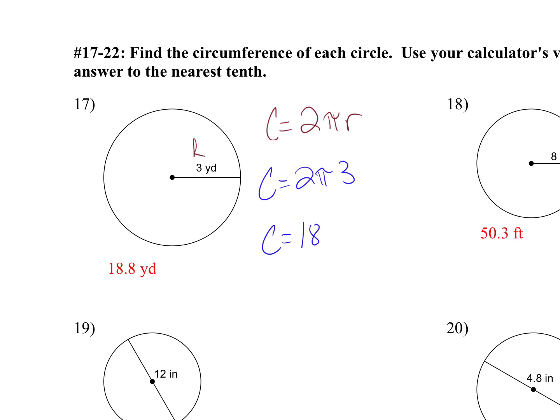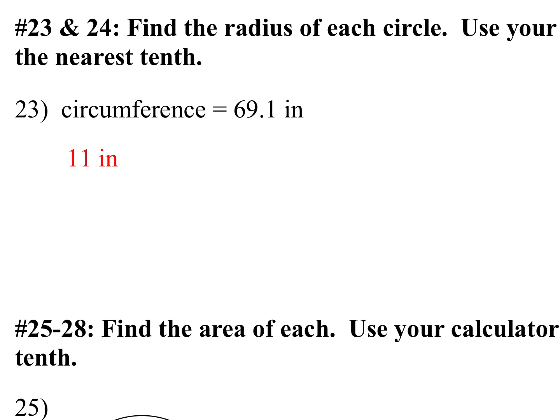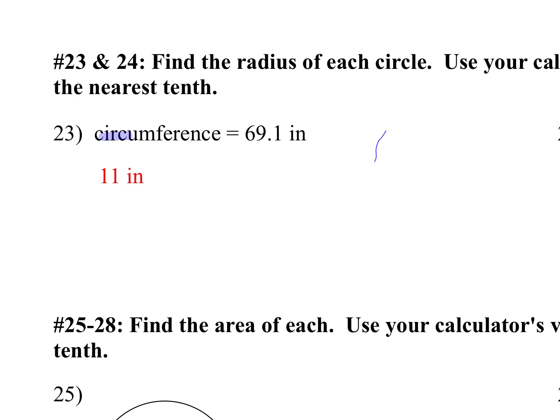And circumference is 18.8 when you do that. 23 says find the radius of each circle. Use your calculator's value of pi and round your answer to the nearest tenth. So it gave me the circumference, but it wants radius. So you have to look at your key words. I was given circumference, and I need to find the radius. So I'm going to use the formula that has circumference and radius in it. So C is equal to 2 pi r.